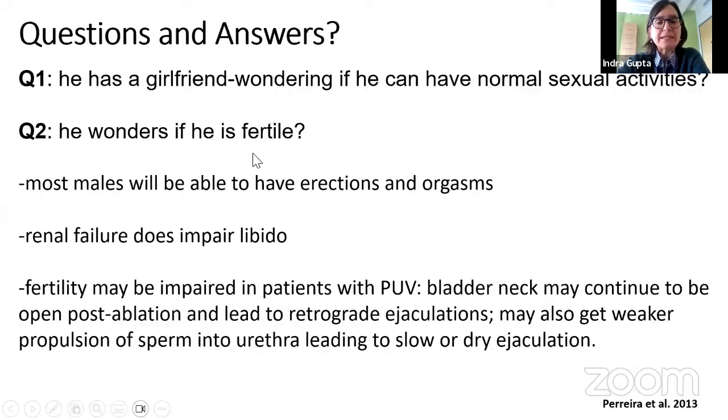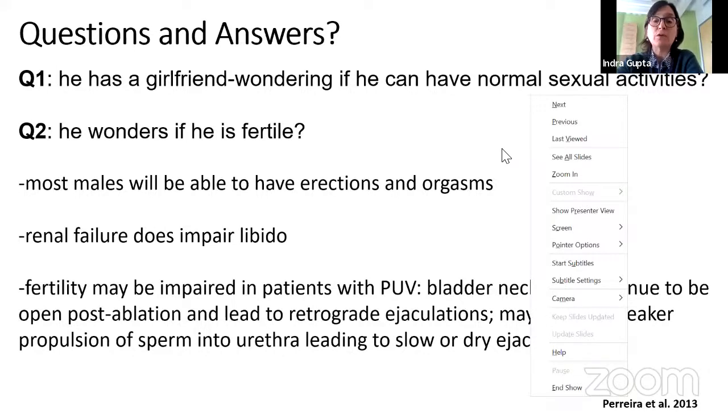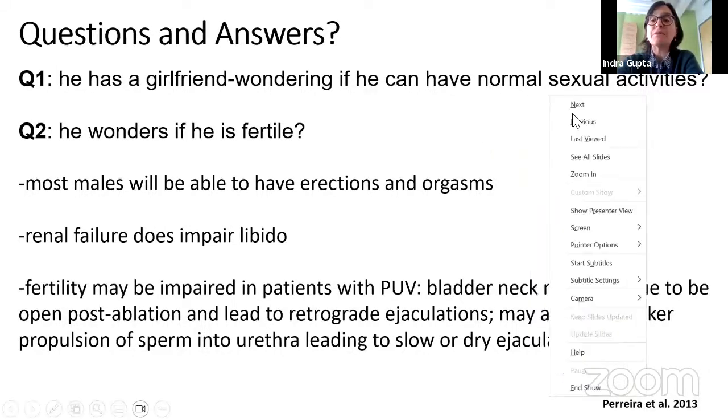So fortunately, most men with posterior urethral valves will be able to have erections and orgasms, but renal failure, as you know, definitely does impair libido, and fertility may be impaired in patients with valves because the bladder neck may continue to be open post fulguration or ablation of the valves, leading to retrograde ejaculations. They may also get weaker propulsion of sperm into the urethra, leading to slow or dry ejaculation. So there is a risk for that, but they should be able to have normal sexual activities, but fertility may be impaired.